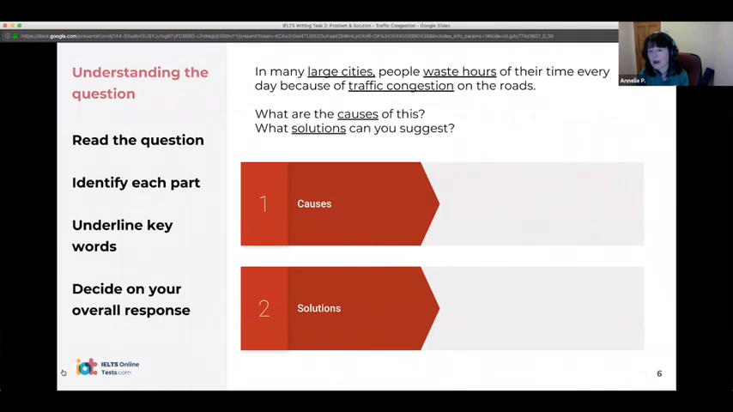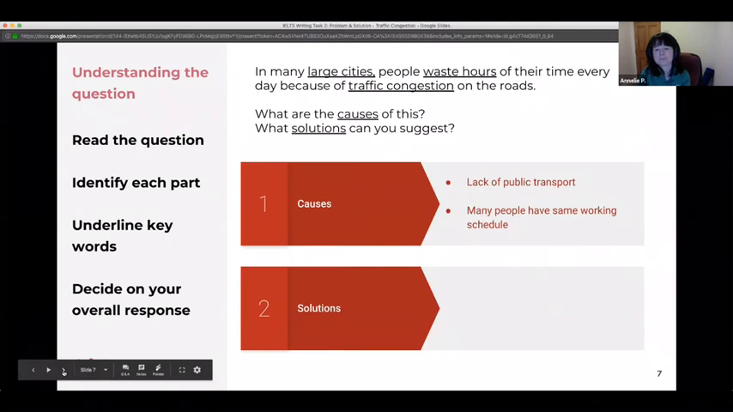So can you suggest some causes we might use? What might we mention as causes of traffic congestion? Okay, very good, Sarah. Too many cars. Maybe it's the population. Weak infrastructure, I like that. Population explosion, very good. High volume of vehicles. Okay, very good.